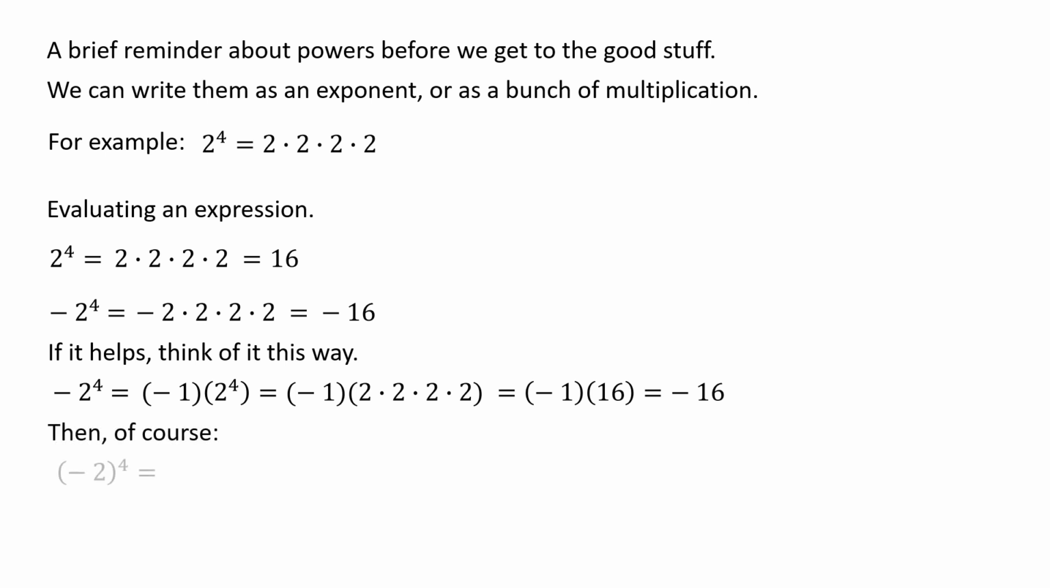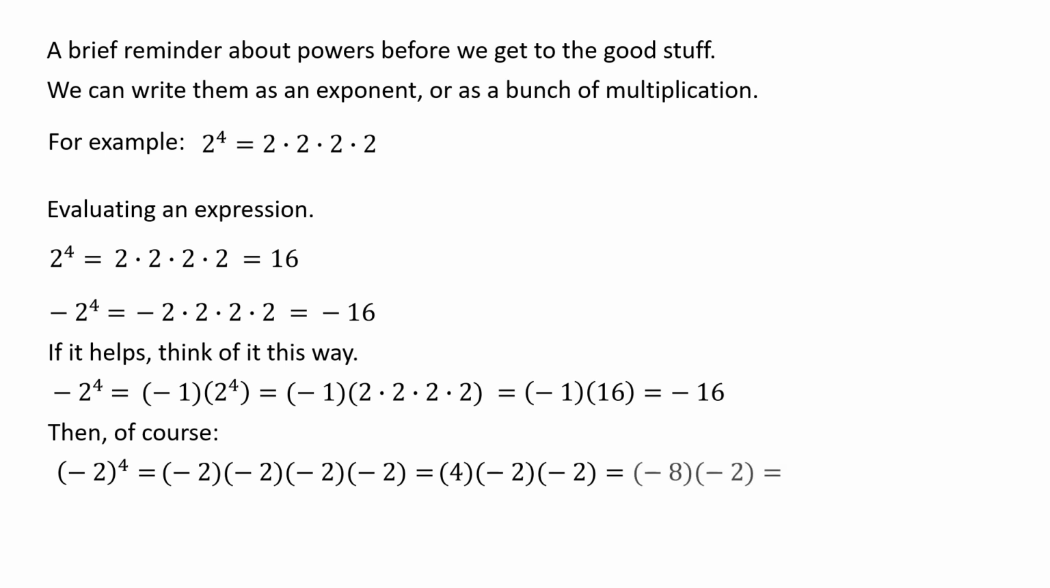The big difference is when the negative is inside a set of parentheses with the 2. This is when each factor is actually a -2. If I multiply the first two factors together, I get a +4. But now 4 times -2 comes out as -8. -8 times -2 comes out as a +16.